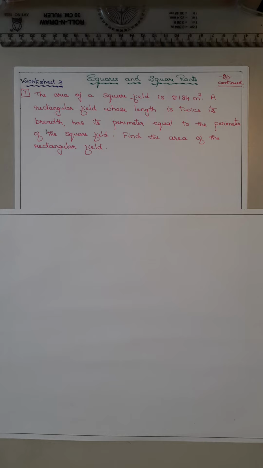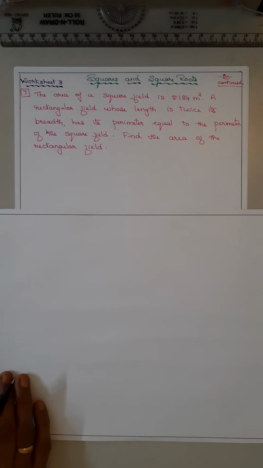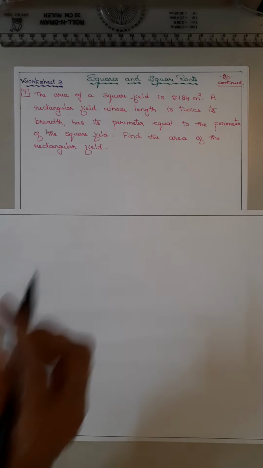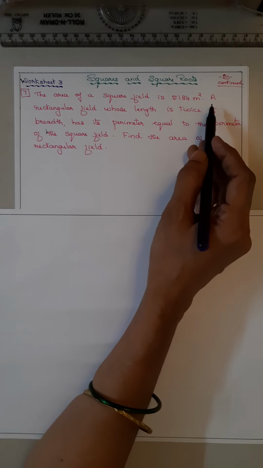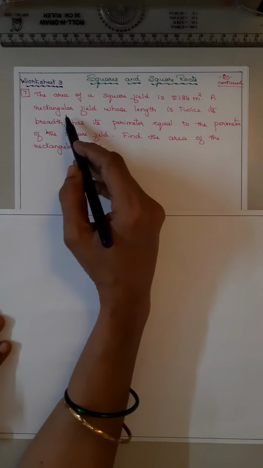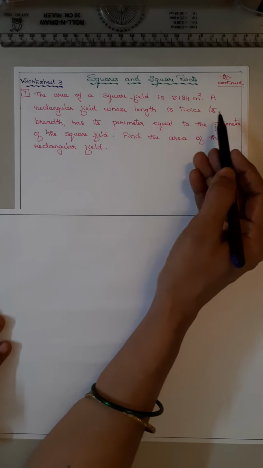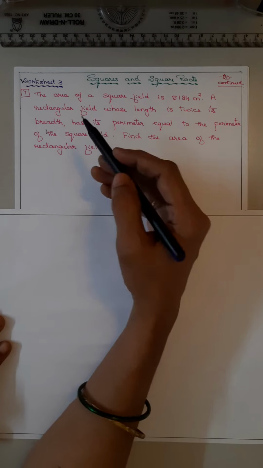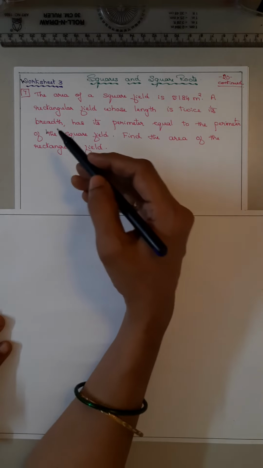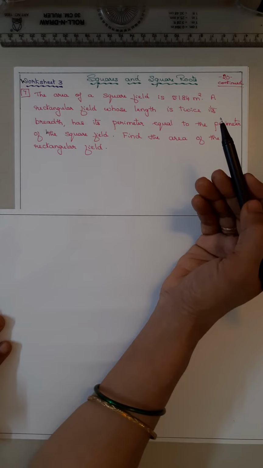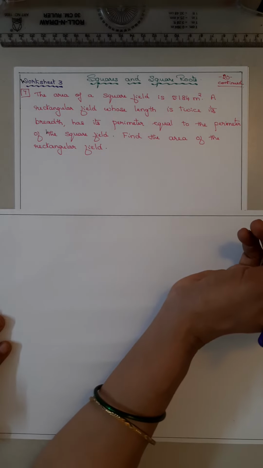We were discussing worksheet 3. In worksheet 3, we have understood the prime factorization method to find the square roots. Now the word problem, question number 7. The area of the square field is 5184 meters square. A rectangular field whose length is twice its breadth has its perimeter equal to the perimeter of the square field. Now find the area of the rectangular field.